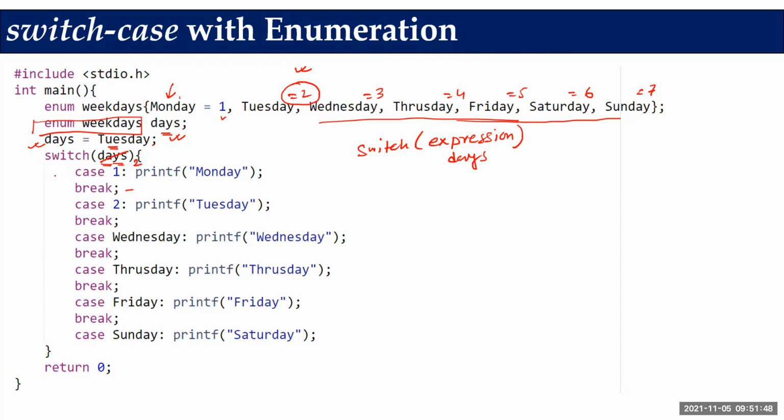Now see, branching will start. Is 2 equal to 1? No. Okay, move further. Is 2 equal to this? Yes, 2 is equal to this. So it will print Tuesday, and break means break out from the switch case. Now here you can see in this particular switch case example, I have mixed integer values directly, constants, I am using 1 and 2, and here I am using the enumeration values.